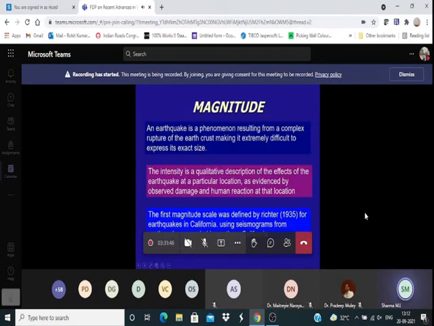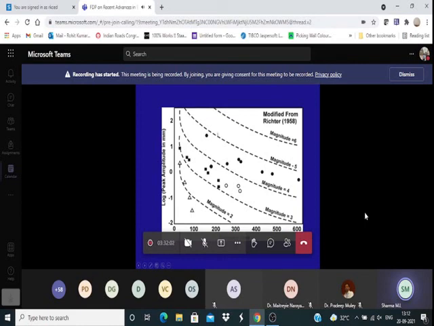So the first magnitude scale was defined by Richter in 1935 for earthquakes in California using seismograms of earthquakes recorded in South California. So what he did, he plotted all the magnitudes which were recorded here with log of peak of the amplitude on y-axis in mm and distance in this. So you see, if you see this magnitude 3, now one station at 50 kilometers it recorded 1 mm, another one at this lesser and lesser and lesser. So what he did, based on this, he defined the magnitude.